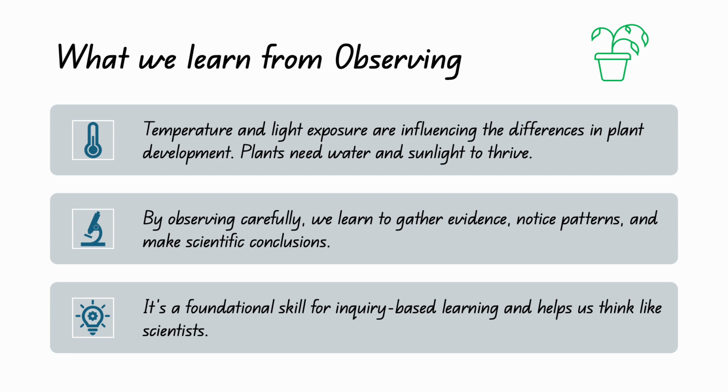From our investigation, we have learnt that temperature and light exposure are influencing the differences in plant development. As well as needing a warmer temperature, plants need water and sunlight to thrive. When we observe carefully, we learn how to gather evidence, notice patterns, and make scientific conclusions. Observing is a foundational skill for inquiry-based learning, and it helps us think like scientists.